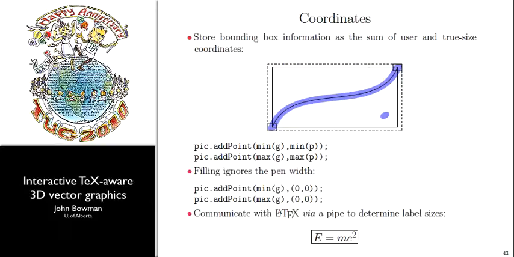And it has to keep track of the difference between user coordinates and true size coordinates. For example, you draw a path. Well, that path has some thickness. Presumably, you have a thickness to your pen. And so, although the path will scale, the pen width won't. And you've got to keep track of all that, and that affects the bounding box of the final object. And so we keep track of these two kinds of coordinates: scalable user coordinates and true size coordinates. And as I said before, we communicate with LaTeX, or whatever TeX engine you're using, via pipe to determine the label sizes. So that's how we were able to put that box around that wonderful formula.